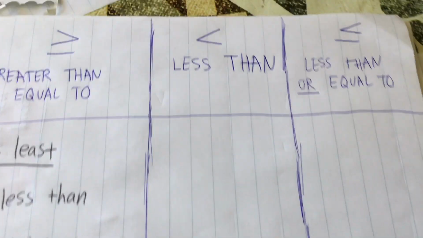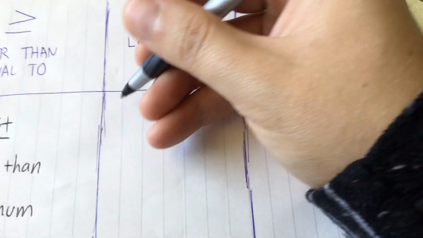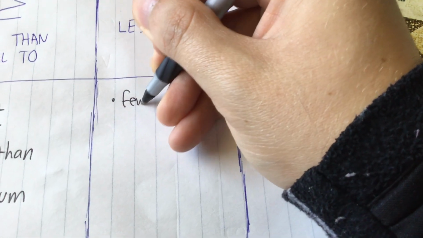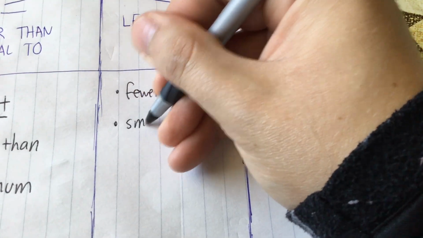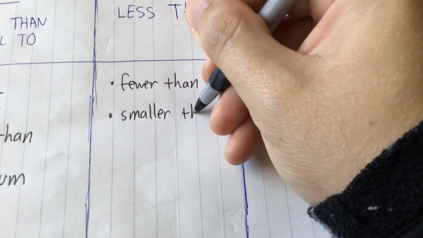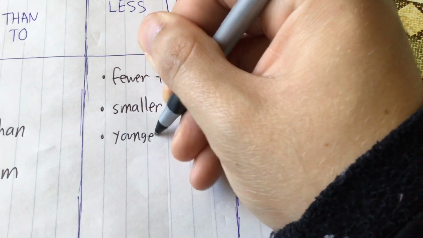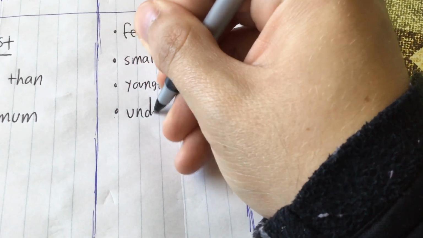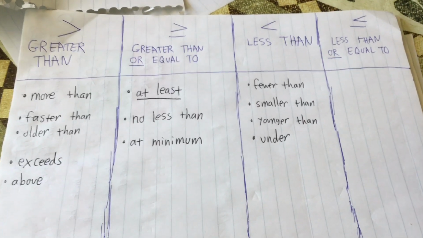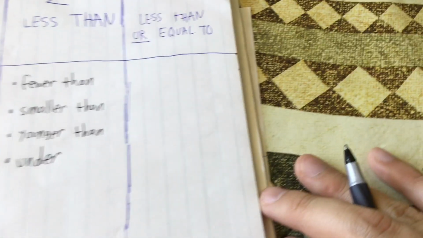Okay. Less than. Whenever you hear about less than in real life, I'm thinking fewer than. Smaller than. Younger than, and so on and so forth. Under. Again, I'm not looking for specific words. I'm just showing you when would you ever encounter these values in your everyday life.